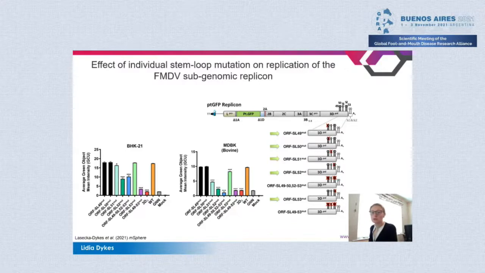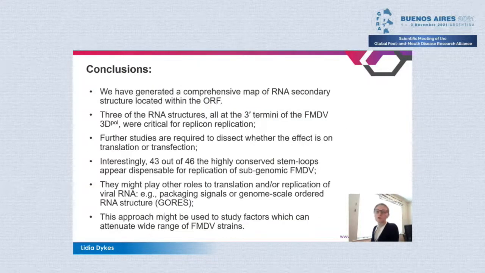BHK cells are known to lack the fully functional interferon pathway, while MDBK cells have been shown to secrete large amounts of type 1 interferons. It is possible that these 3 stem loops, SL51, 52 and 53, might also assist in evasion of the immune recognition. To conclude, we have generated a comprehensive map of the highly conserved RNA structure within the genome of FMDV and identified 3 stem loops which are important for translation and/or replication of viral RNA.